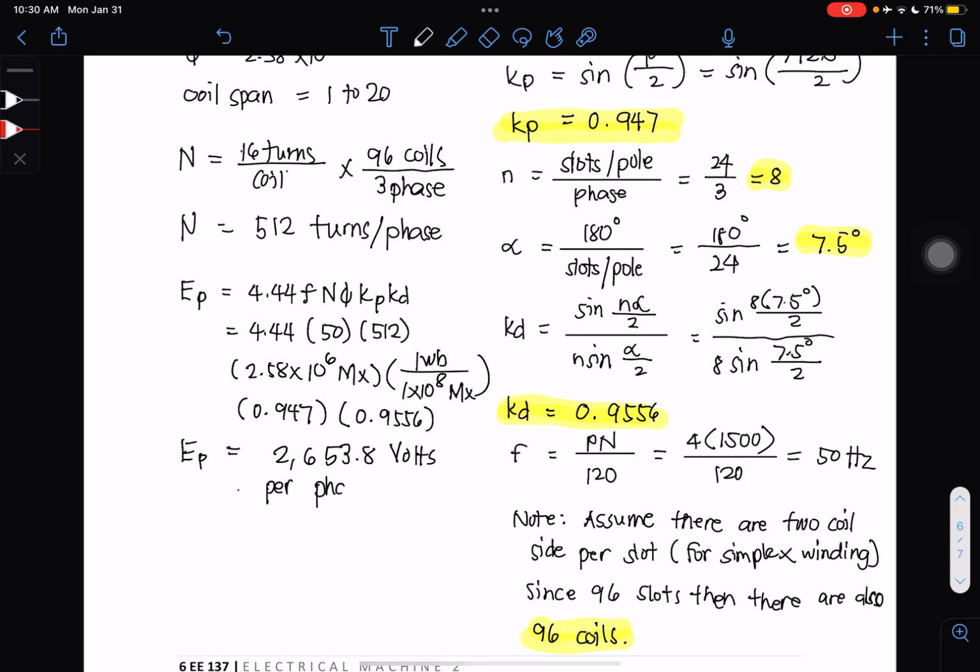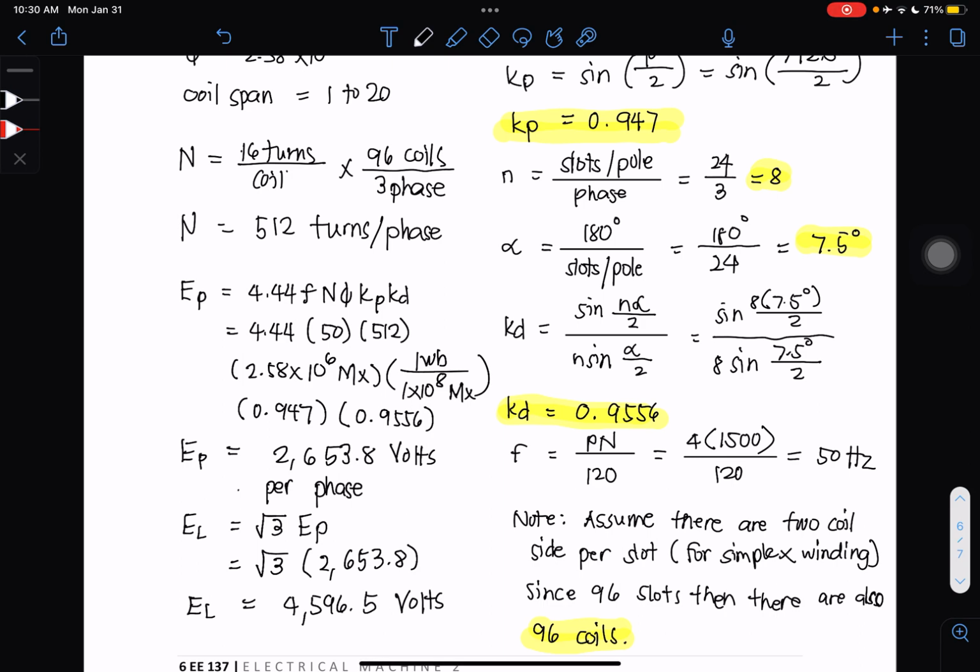But what is asked is the line-to-line voltage. So EL is equal to square root of 3 times EP. So square root of 3 times our EP per phase from earlier. So our line-to-line voltage will be 4,596.5 volts. So this is our final answer.